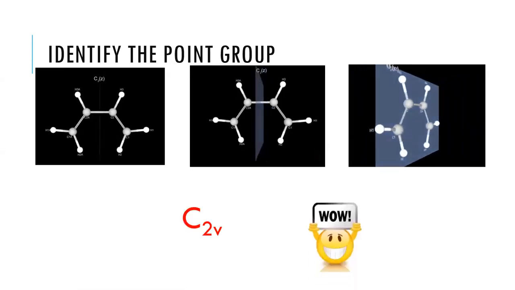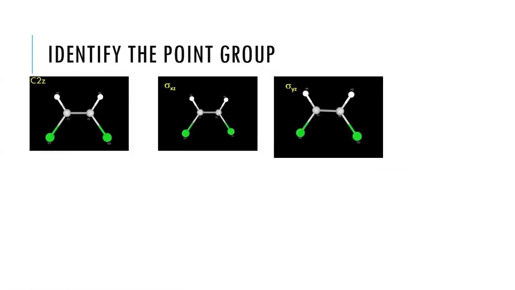If you guessed correctly, you can pat yourself on the back. And now the next molecule: you can imagine this is a dichloroethylene molecule, and the symmetry elements are as follows. This is a C2 axis which rotates the molecule through 180 degrees.